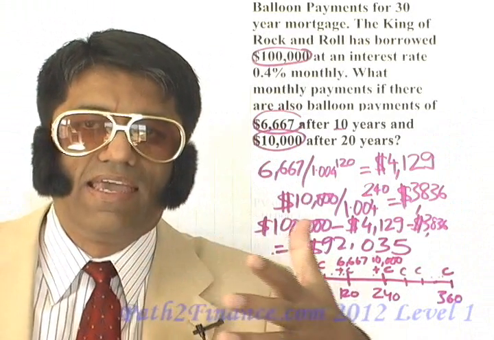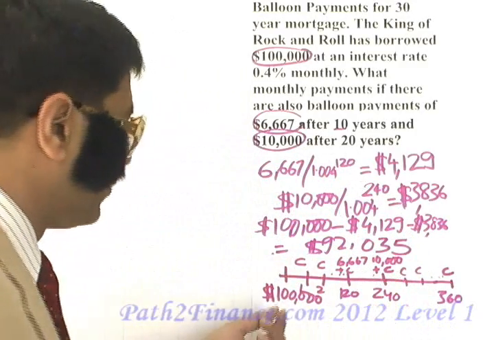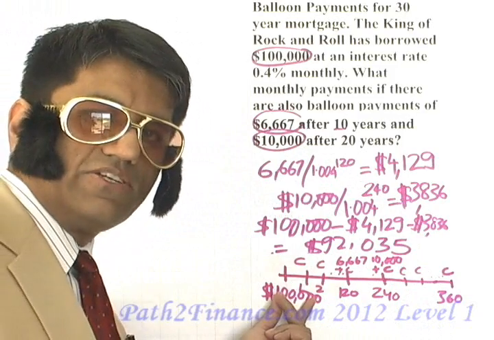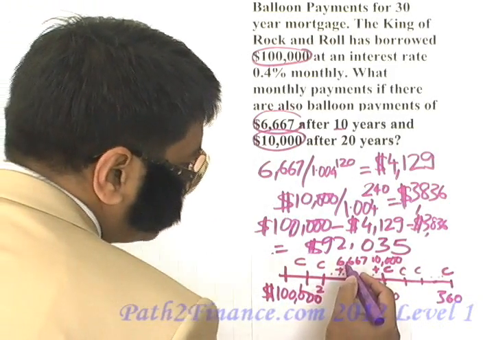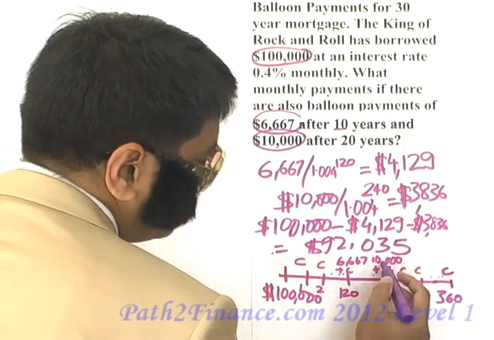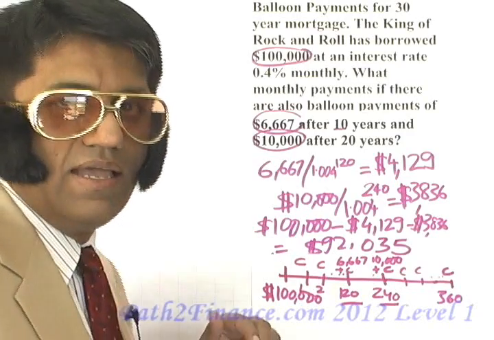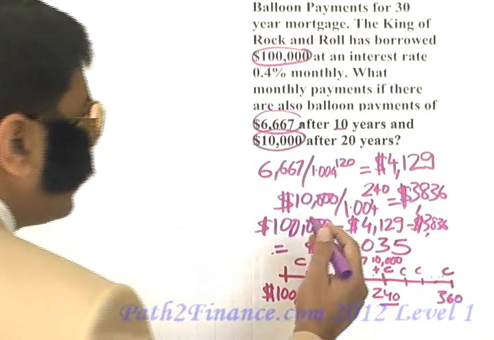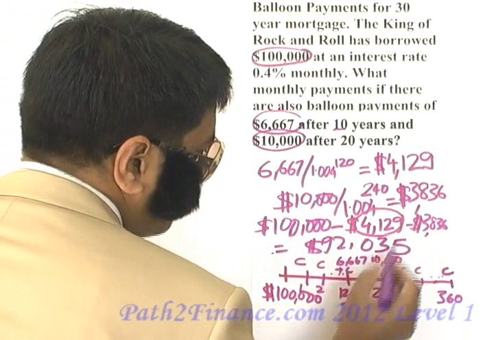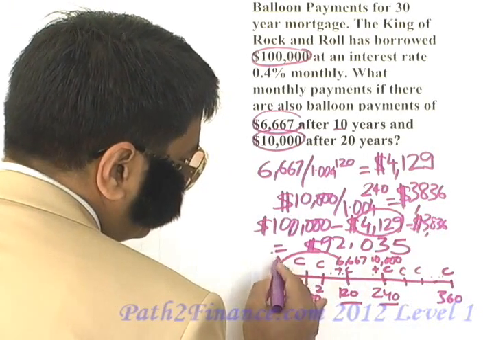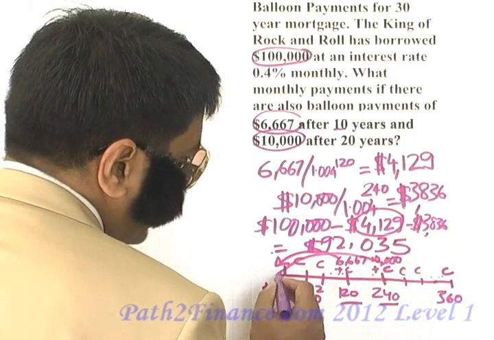So the way in which I find the monthly payments is to recognize I'm getting $100,000 today, and I am making these payments of $6,667 and $10,000, 120 and 240 periods later, and the value of these payments are $4,129 today and $3,836 today.